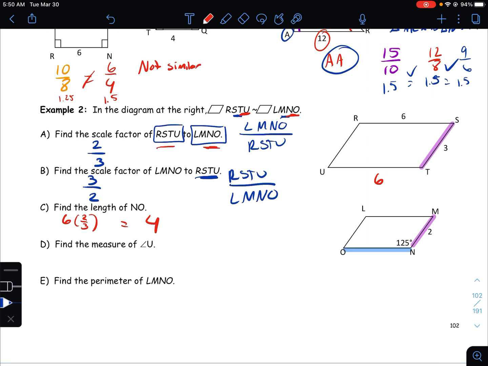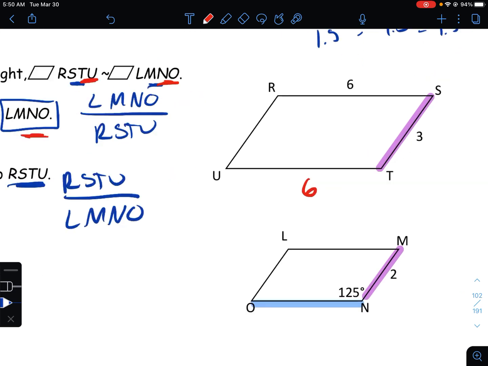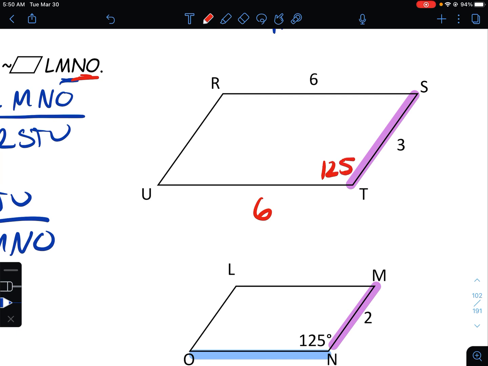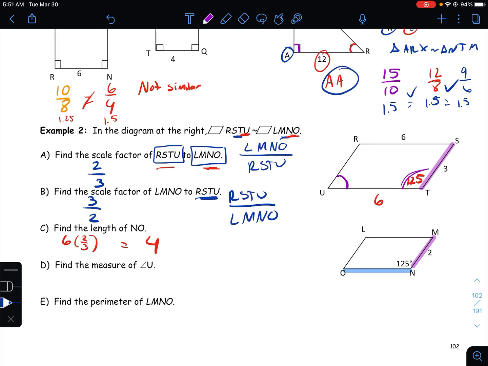And then they want us to find the measure of angle U. All right, so we know that this is 125. And if we think back to what we did with quadrilaterals last unit, we know that these angles in a parallelogram are supplementary. All right, so we could do 180 minus 125, and we end up with 55.